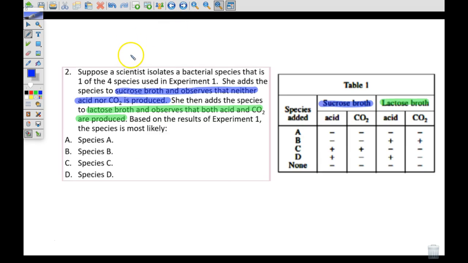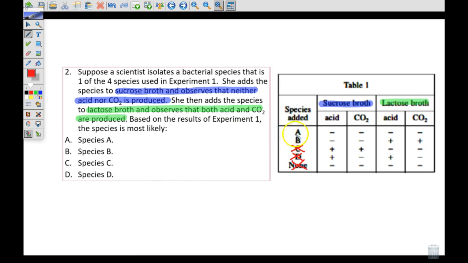Question number 2 asks, suppose a scientist isolates a bacterial species that is one of the 4, A, B, C, or D, used in experiment 1. She adds the species to sucrose broth and observes that neither acid nor carbon dioxide are produced. So looking at the sucrose broth, we see that A doesn't produce anything, B doesn't produce anything, C does, so C's out, and D produces acid, so that's also out. Also, none is not one of our 4 options, so we're going to cross that guy out too. So we've just eliminated 3 possible answers from the first sentence.